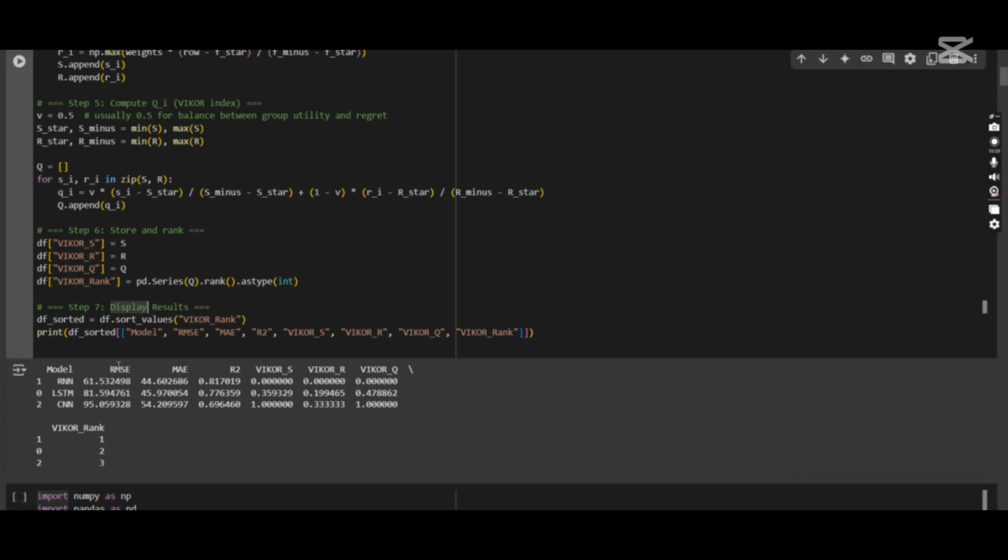Here you can see root mean square error, mean absolute error, R square, these are the same values which we have given initially, and this is the VIKOR S value, VIKOR R value and VIKOR Q value. So based on this, the VIKOR rank is calculated. So again RNN stood first, followed by LSTM and CNN. So the result of these three models for the same data is consistent. So this is all about this tutorial.